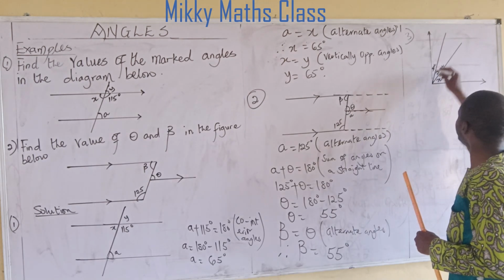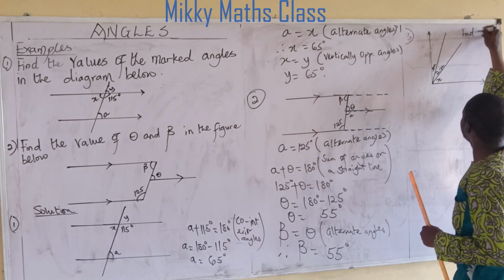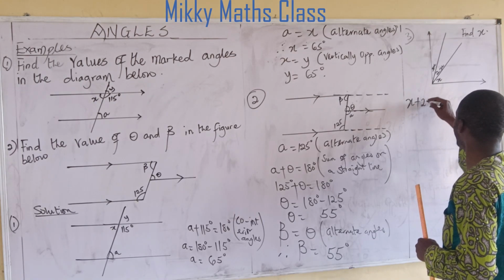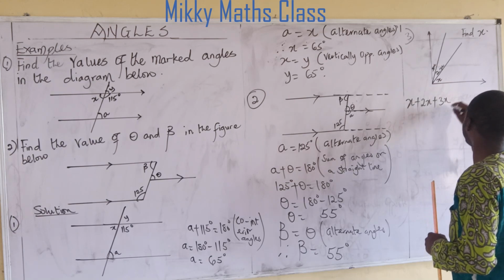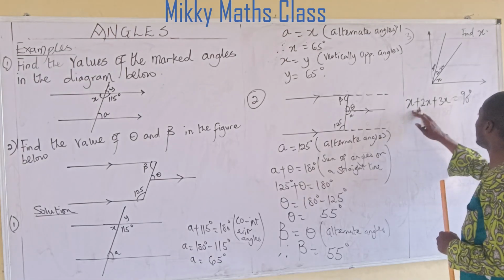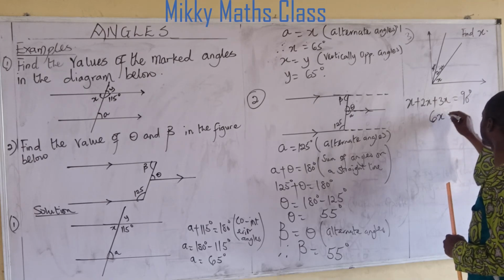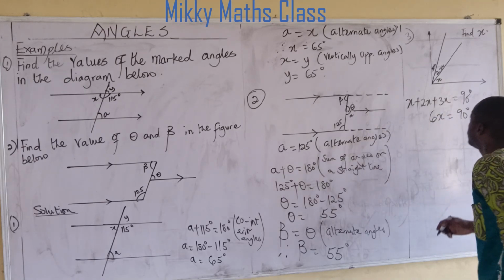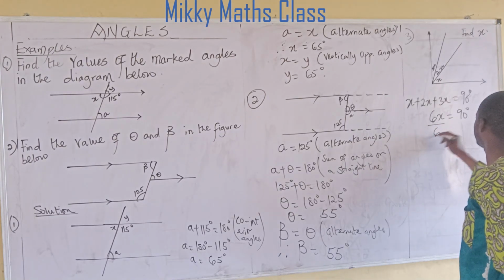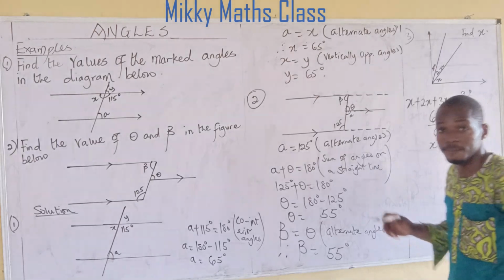Therefore, the whole of this will give you 90. We are asked to find the value of x. So, x plus 2x plus 3x equals 90 degrees. Now, x plus 2x, that's 3x, plus 3x, that's 6x, equals 90 degrees. Now, divide both sides by 6. So my x should equal 15 degrees.